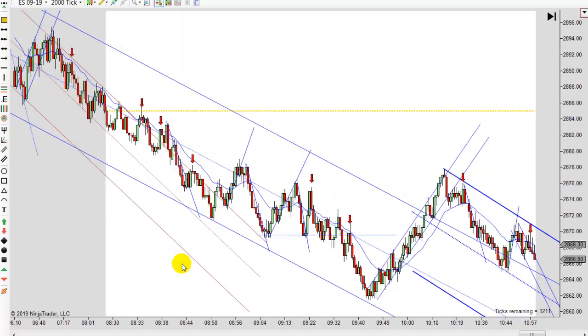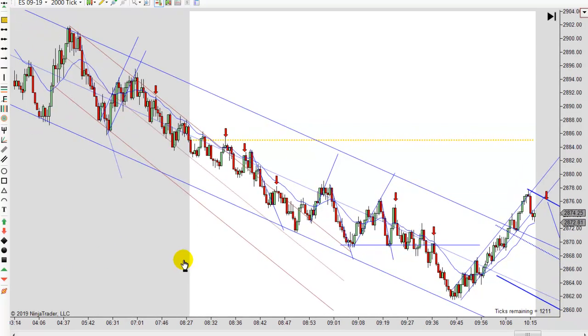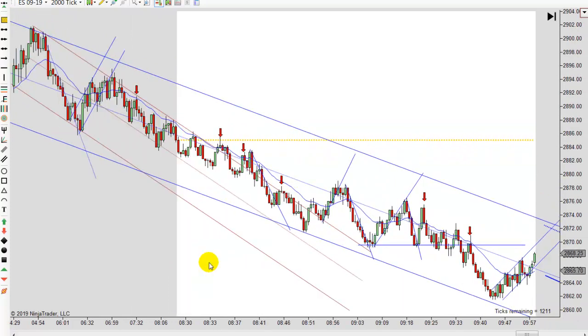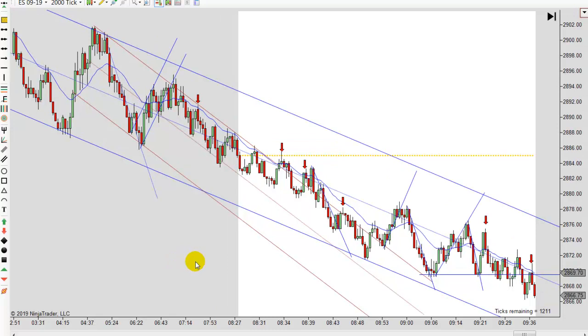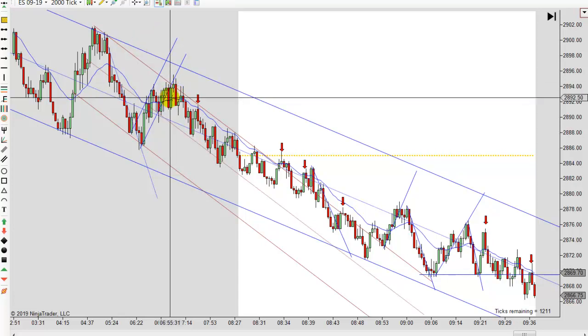I'm going to move through these pretty quickly to get through all of them. But just know and understand that there probably are some other trades in here that you could have taken, and I maybe didn't mark them all. But 7 o'clock came right in here. I can't remember exactly where it was. It was right in here somewhere. Yeah, it was right on this big move down right here.